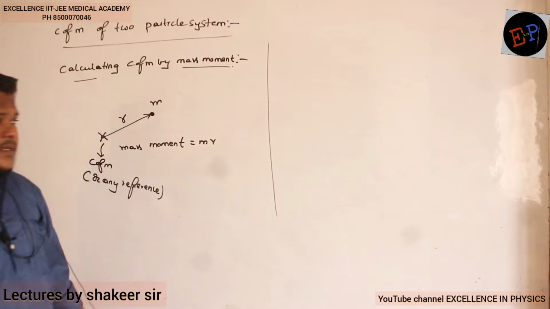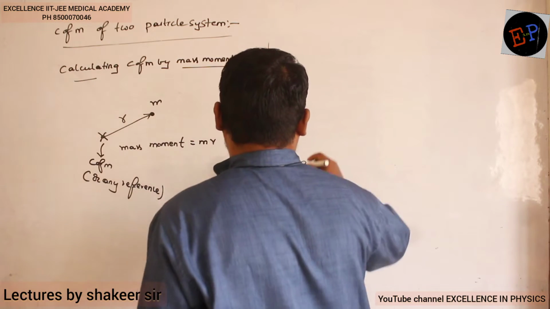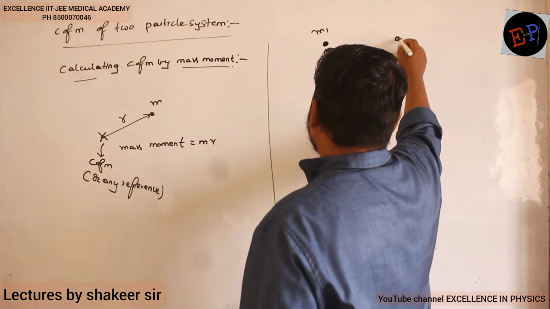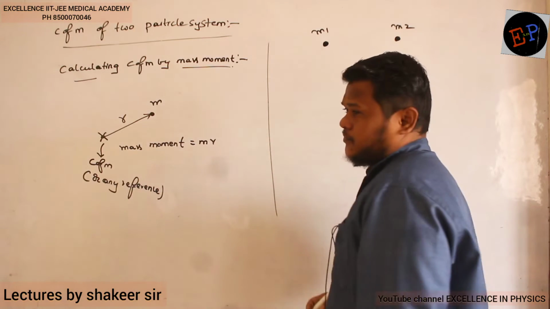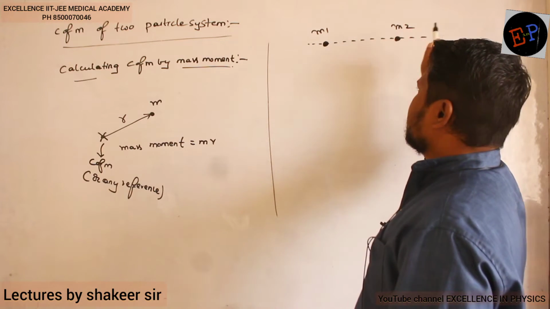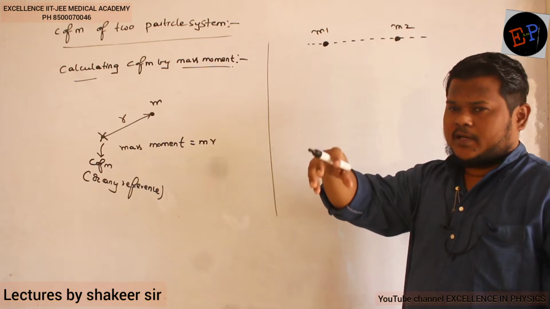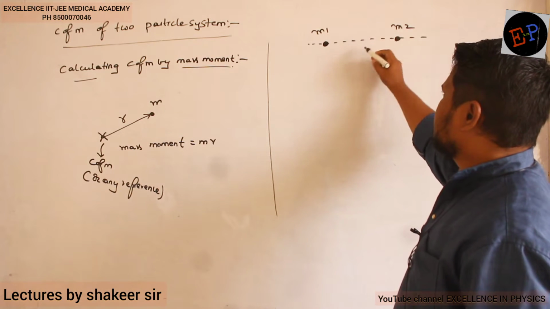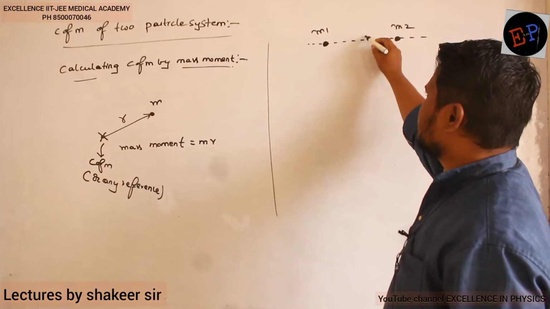Now let us see. If I take a two-particle system, consider this is a body of mass m1 and this is a body of mass m2. So where will the center of mass be present? Center of mass must be present on the line joining these two masses. So consider center of mass is present somewhere here.